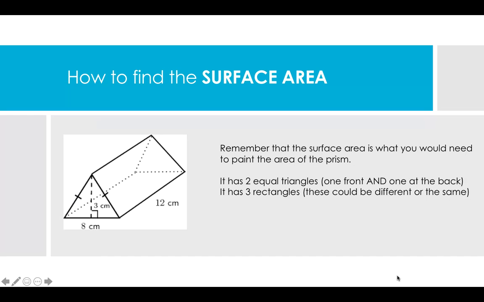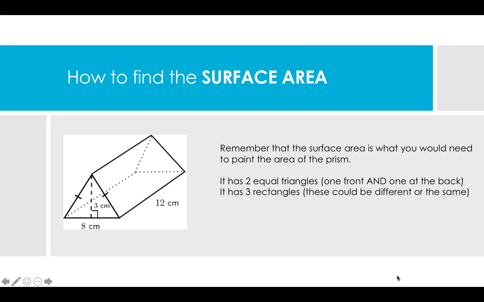Okay, I'm just getting ready for the surface area. So, as we have talked about before, surface area refers to how much paint you would need to paint the outside of the prism, or how much area is in the surfaces of the prism.